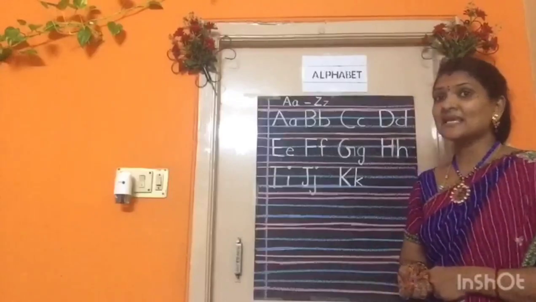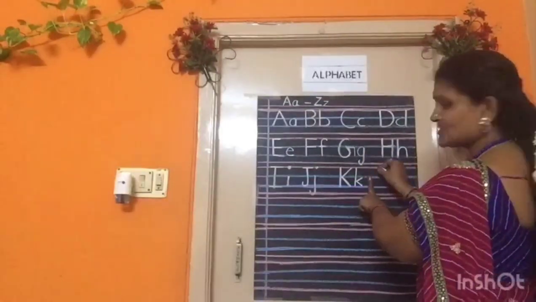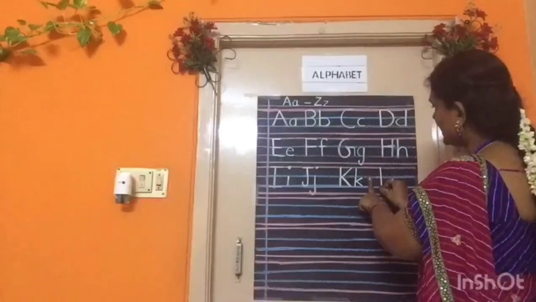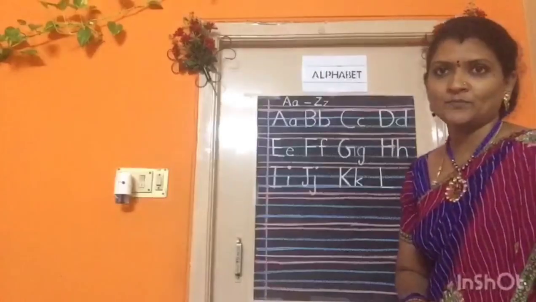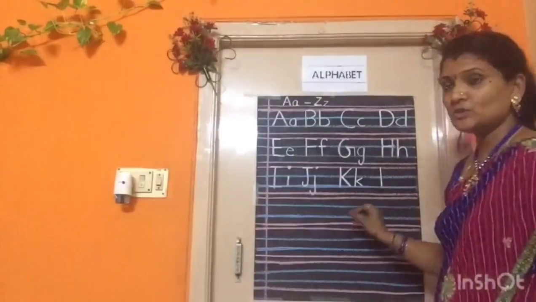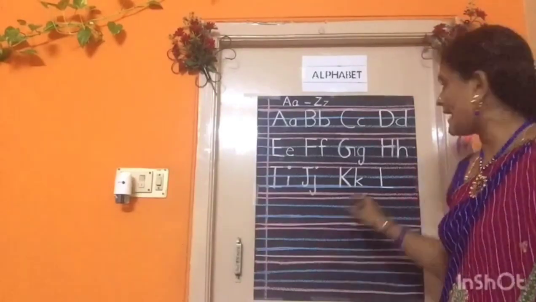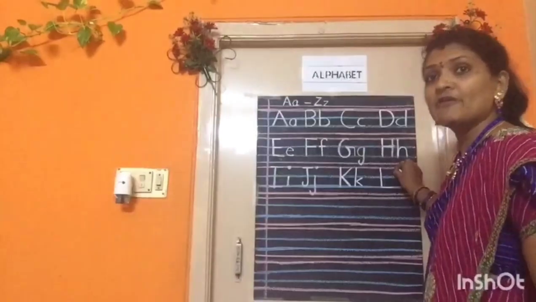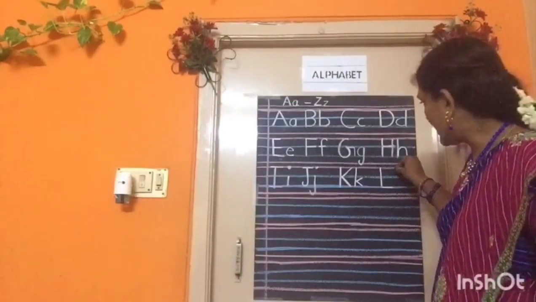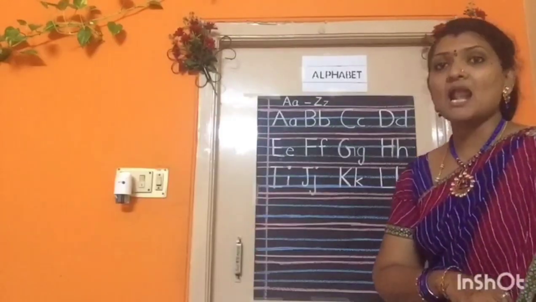Now next comes L. Put the finger space. Capital L. Vertical line from pink line to blue line. Horizontal line on the blue line. Capital L. Now small l from pink line to blue line. Vertical line. L says L.